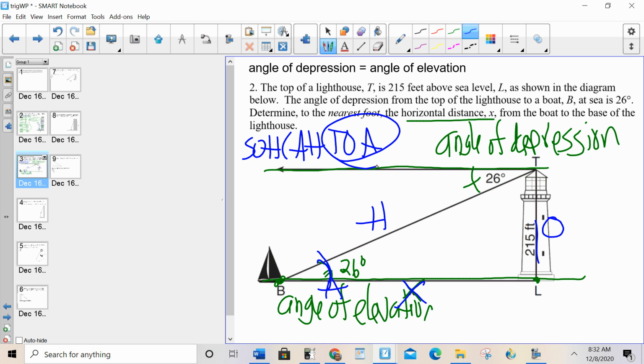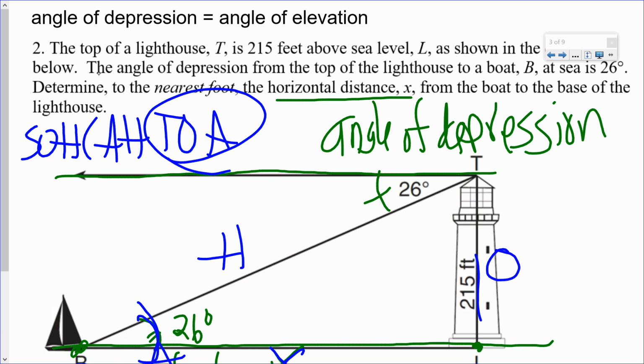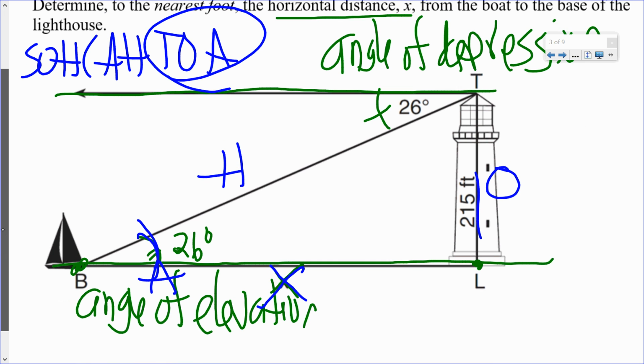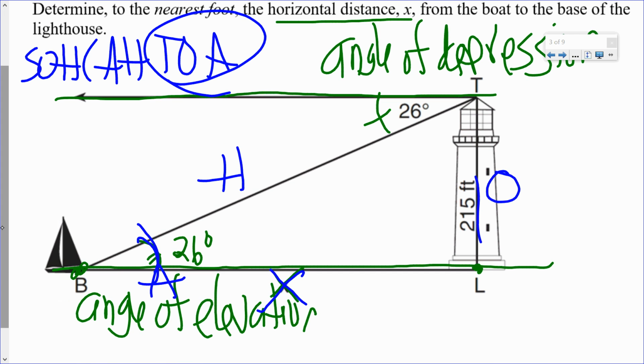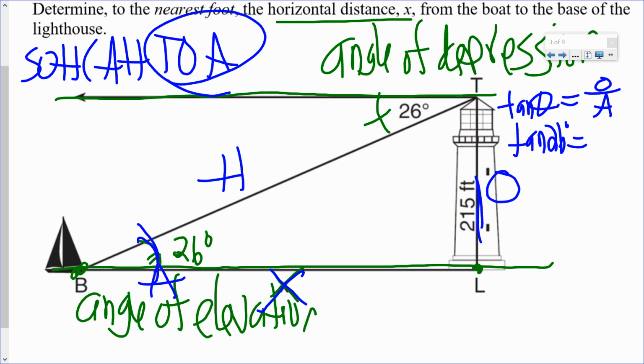So let's see if I can find some space to actually work here. I feel like I don't have a lot of space. So let's see what I can find if I blow this thing up. I got enough space on the side here. So tan theta equals O over A. The angle is 26. The opposite is 215. The adjacent is x.